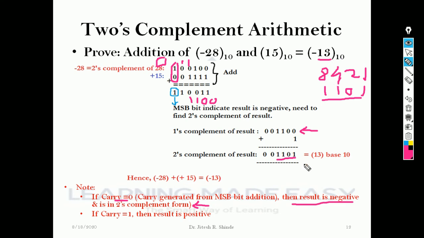Thus we need to remember that if the MSB bit addition is not generating a carry, then the result is negative and it is in 2's complement form. To get the actual magnitude of the result, we need to find the 2's complement of the result.